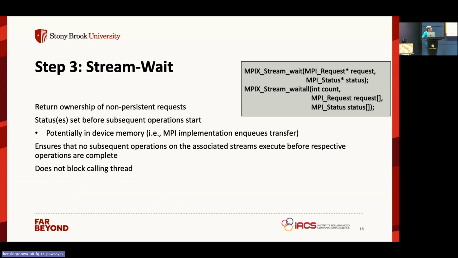As I said, we need the stream wait to return the ownership of requests back to MPI. And we differ here because we want to allow the host to block on the wait if the application wants to know on the host side when an operation on a stream is complete. So that's why we have a separate mechanism for that. The stream wait itself does not block the calling thread. So again, that's just a submit in a way.